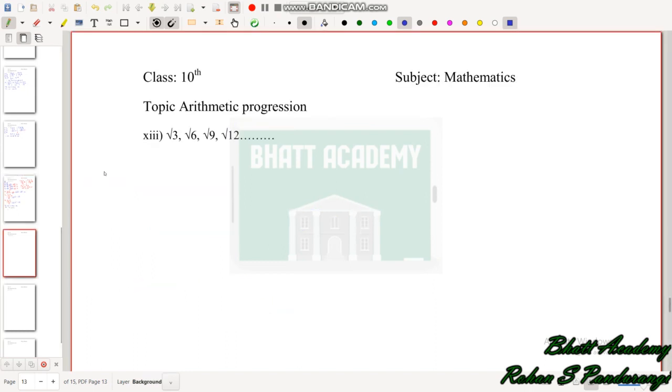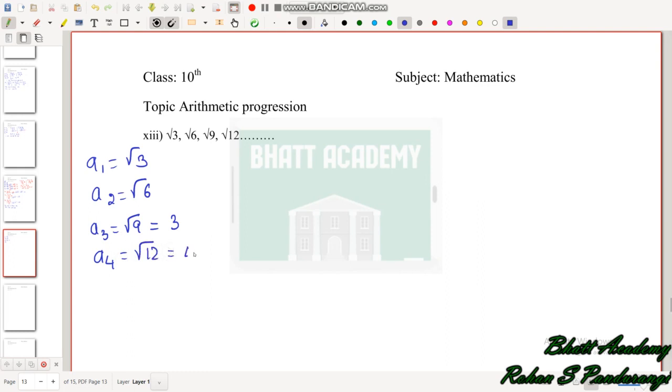Okay, so next question, root 3, root 6, root 9, and so on. So a1 is root 3, a2 is root 6. We cannot modify this. So a3 is root 9. What is the value of root 9? It is 3. So a4 is root 12, that is 4 into 3. So square root of 4 3s are 12, so it is 2 root 3. This is our new a4.